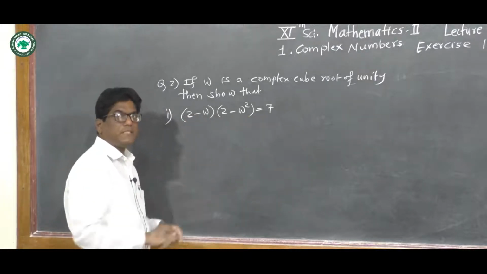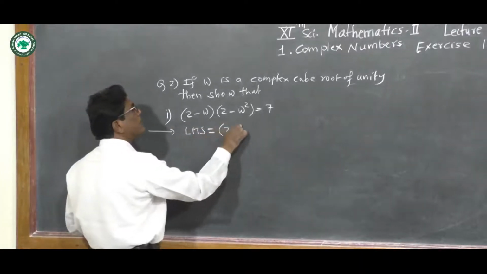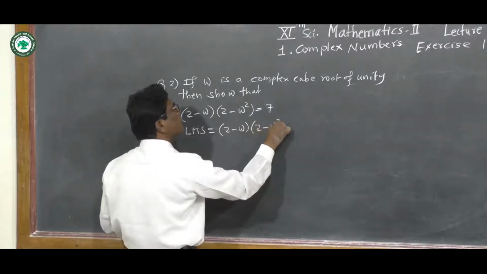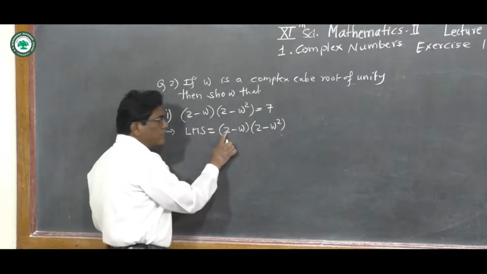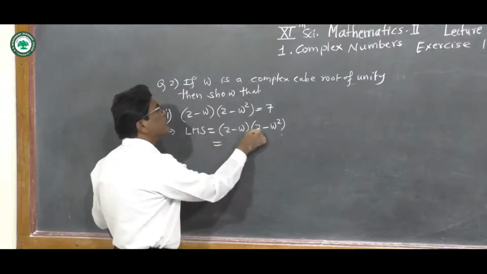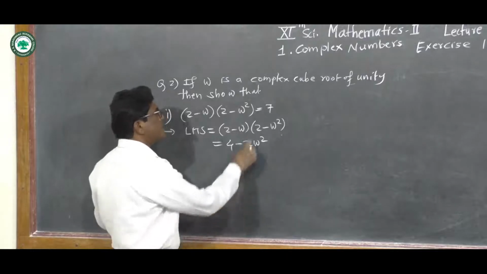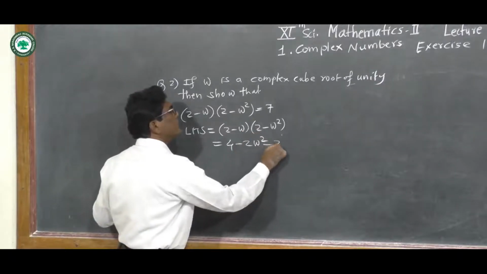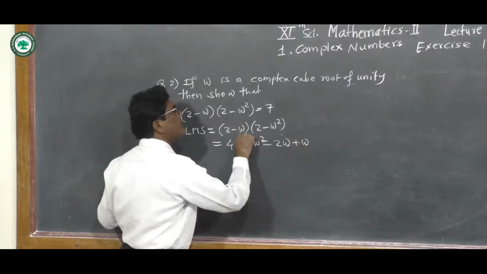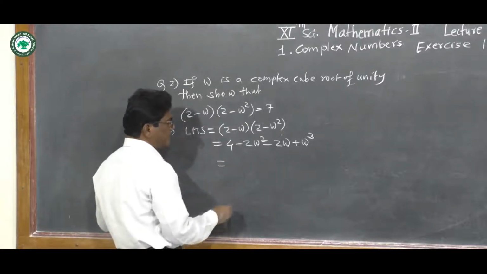So we consider the left hand side. LHS is equal to (2 minus omega) into (2 minus omega square). Now we multiply 2 to this bracket, then minus omega to the same bracket. So 2 into 2, that is 4. 2 into minus omega square, minus 2 omega square. Minus omega into 2, minus 2 omega. And here minus minus plus, and omega into omega square, it is omega cube. So we get here 4.